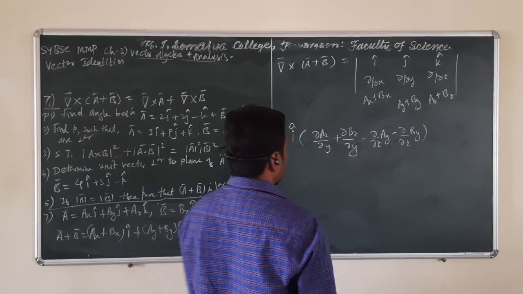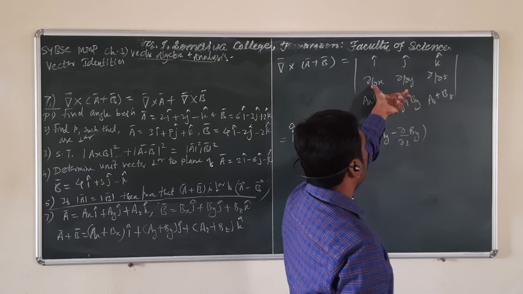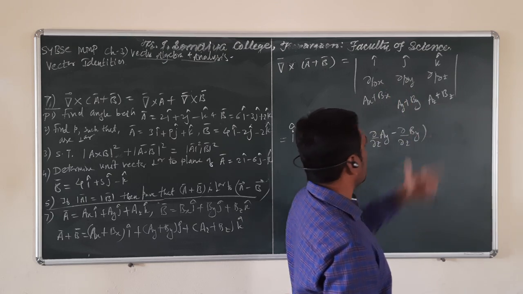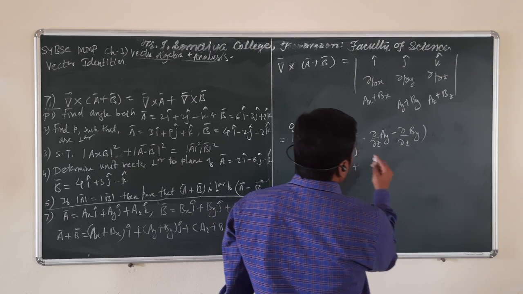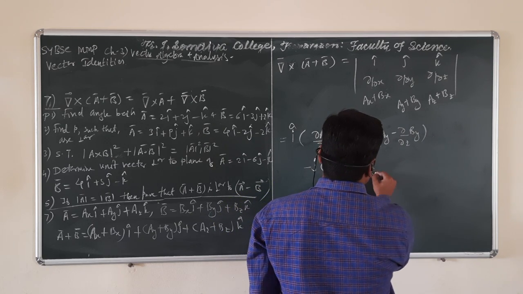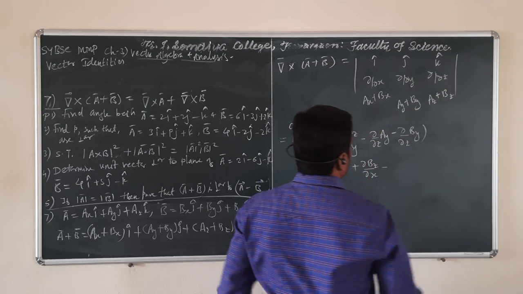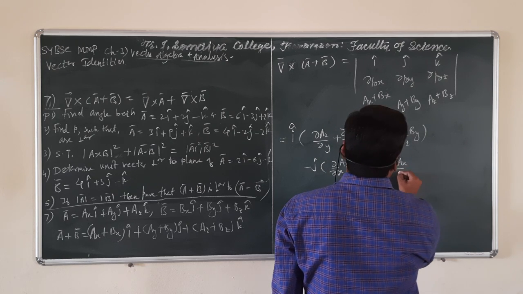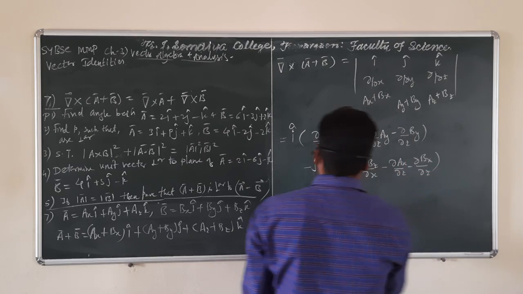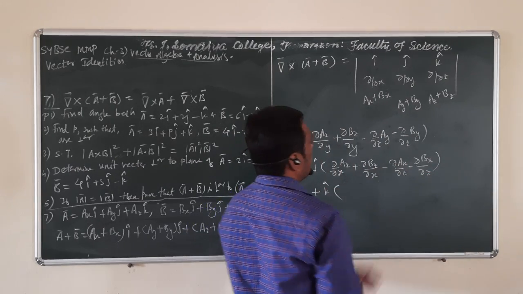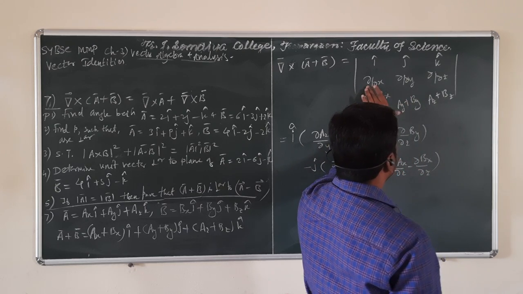Okay, minus j cap into, we have to take partial derivative with respect to x of this term. So partial derivative with respect to x of az plus partial derivative with respect to x of bz, minus partial derivative with respect to z of this term. So partial derivative of ax with respect to z minus partial derivative of bx with respect to z, plus k cap into, okay, we have to take partial derivative with respect to x of this term.